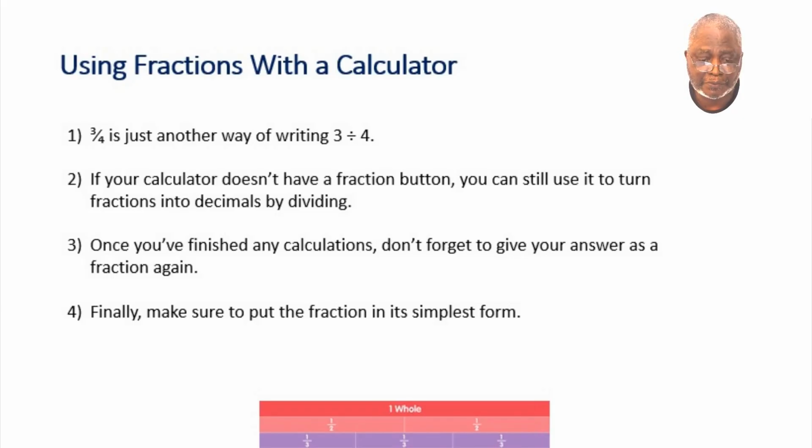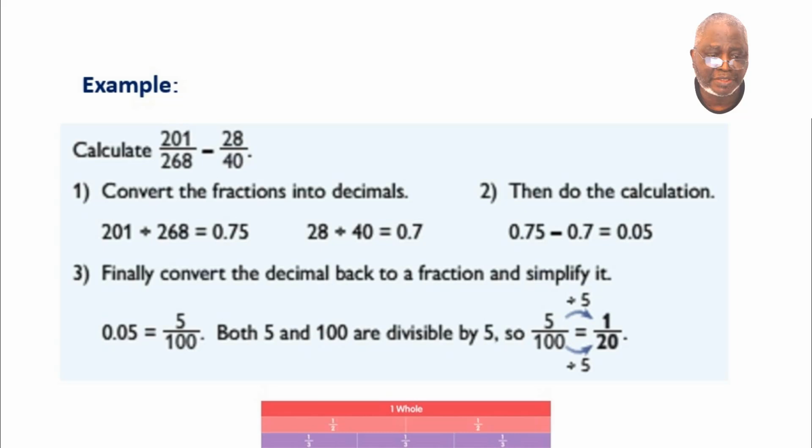Finally, make sure you put the fraction in its simplest form. Using the calculator, you need to be always conscious of the fact that you're doing a fraction sum. So once you've done your calculation, you have to convert again into fractions. Example, calculate 201/268 minus 28/40.